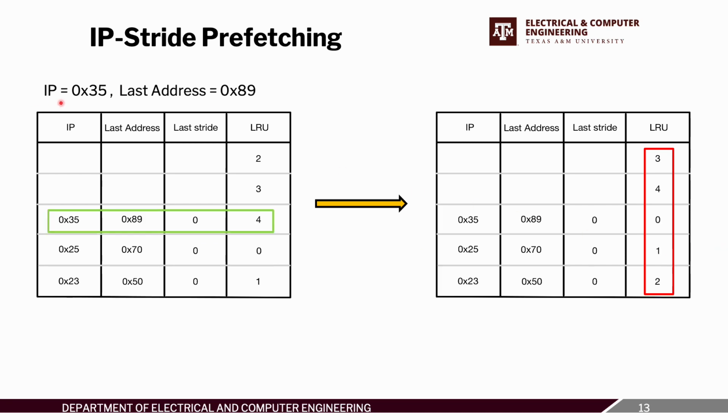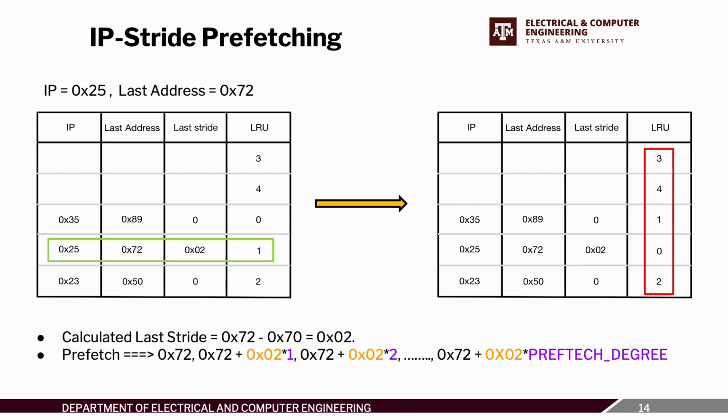Similarly here, a new IP X35 is coming in. I'm just showing this to fill up the table to show the actual working of the IP stride prefetcher.